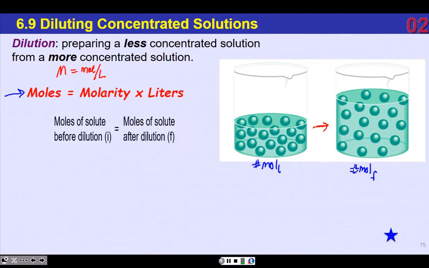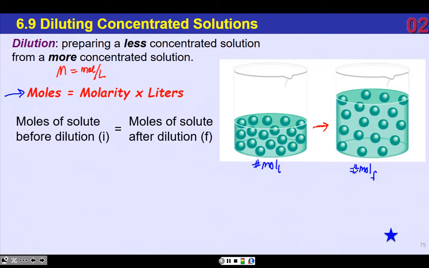And so let's think about that. The moles of solute before the dilution equals the moles of solute after dilution. And so if molarity times volume equals moles, then that's what we're going to use. Molarity of the initial solution times its volume equals molarity of the final solution times its volume. We will rearrange this as needed to solve for one of the parts that we do not know.